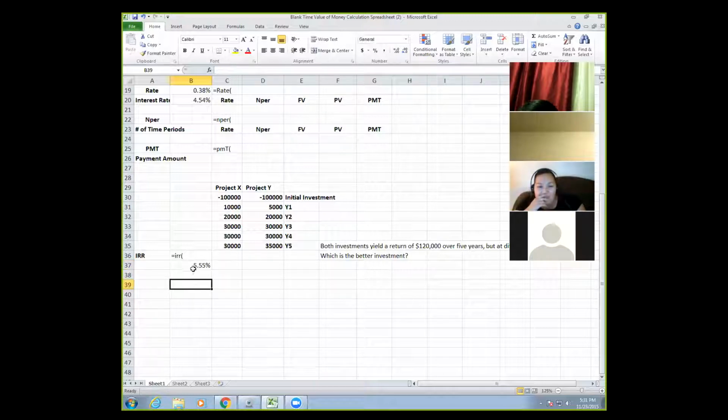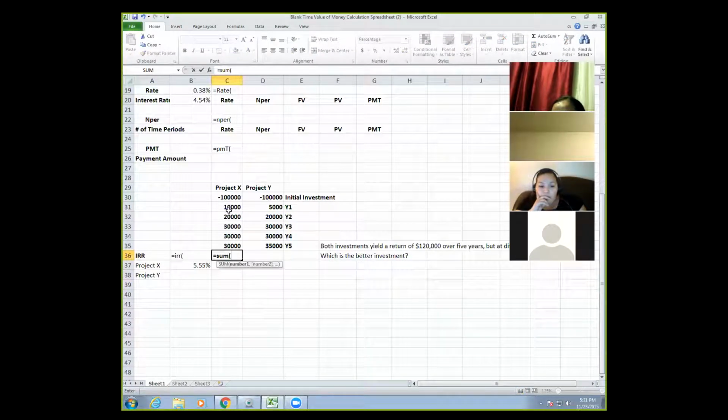So, yes, you select the entire range of both the initial investment and then the subsequent years' investment. So we say project X is 5.55% based on this. What this means is that they're investing $100,000, and then in year 1 they're making $10,000. Year 2 they're making $20,000. Years 3, 4, and 5 they're making $30,000 a year off the investment. And the second project has the same initial investment, but the cash flow is different.